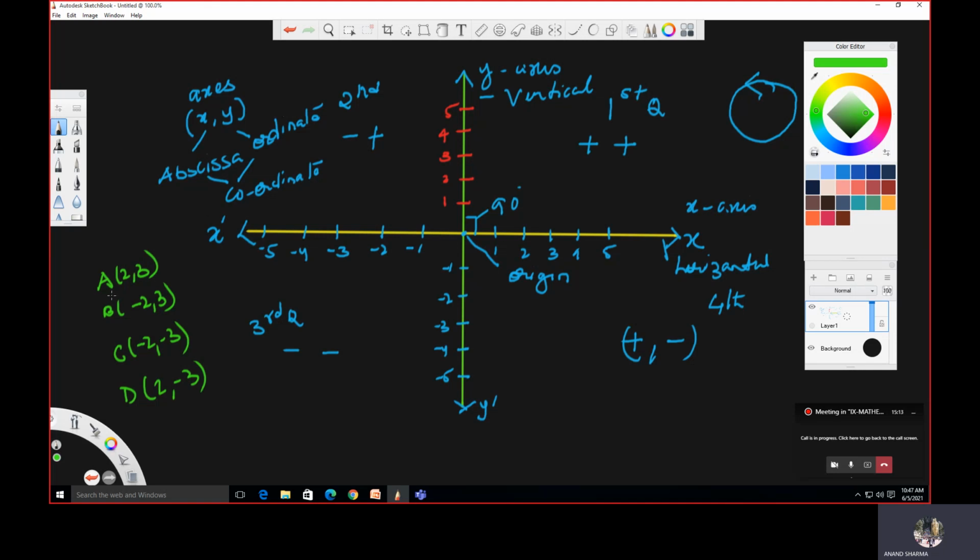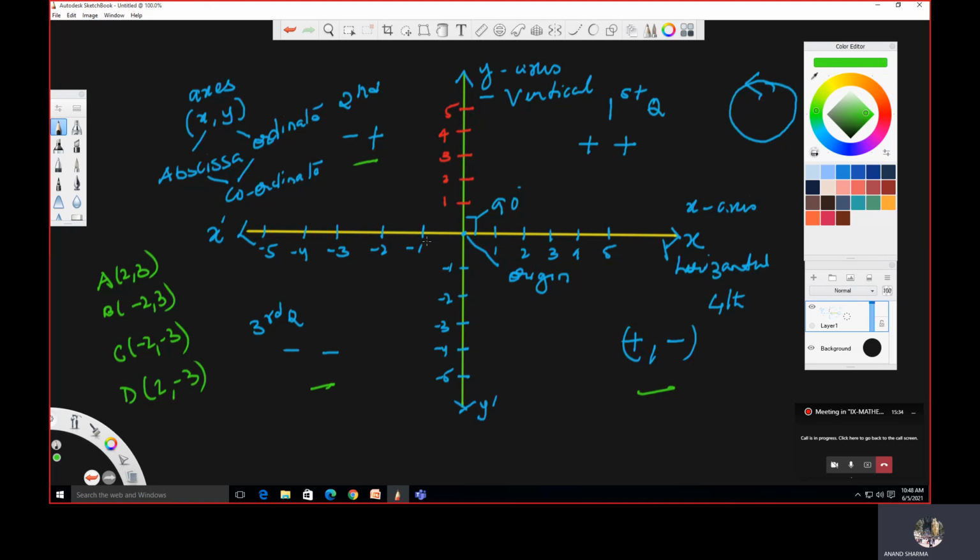Okay. Now, see the numbers in case of A. Both are positive, so naturally first quadrant. In the second, X is negative and Y is positive, so second quadrant. In the third case, that is C, both are negative, so third quadrant. And in case of D, naturally X is positive and Y is negative, so it is fourth quadrant.